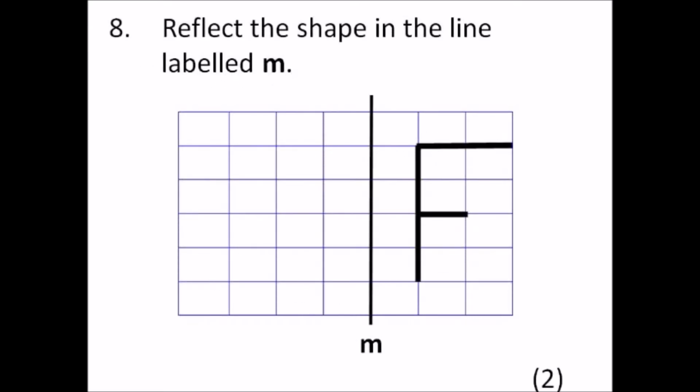Number 8, reflect the shape in the line labeled M. So there's an F on the right side of that line. You have to reflect that in the line labeled M, and that reflection will be worth 2 marks if you get it correct. So go ahead, let's see if you can draw it. The reflection in the line labeled M. Do it quickly. Draw this diagram simply, and then do the reflection right on your paper.